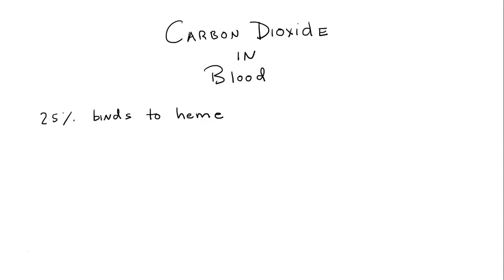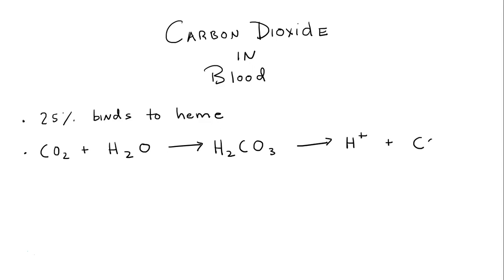Okay, and then about 67% of the carbon dioxide that comes out of cells is going to combine with water. And in that reaction, carbonic acid is going to form, which can then dissociate into hydrogen ions and bicarbonate ions. And so carbon dioxide is actually carried in the blood as carbonic acid, and also dissociates into hydrogen ion, which is an acid. And so too much carbon dioxide then makes the blood more acidic.